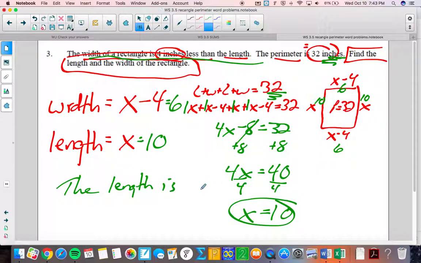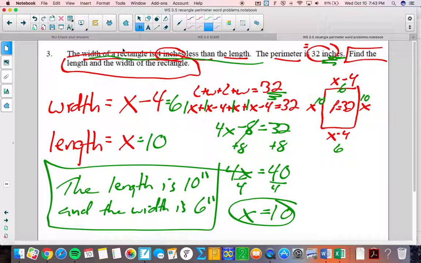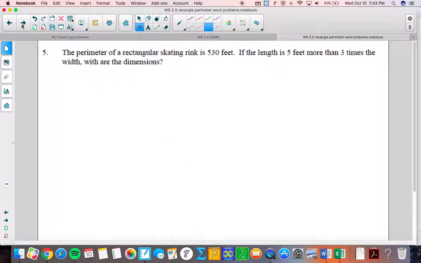So I can very confidently say that the length is 10 inches. We were talking about inches here. 10 inches, and the width is 6 inches. There we are. Let's do 5 and 7.